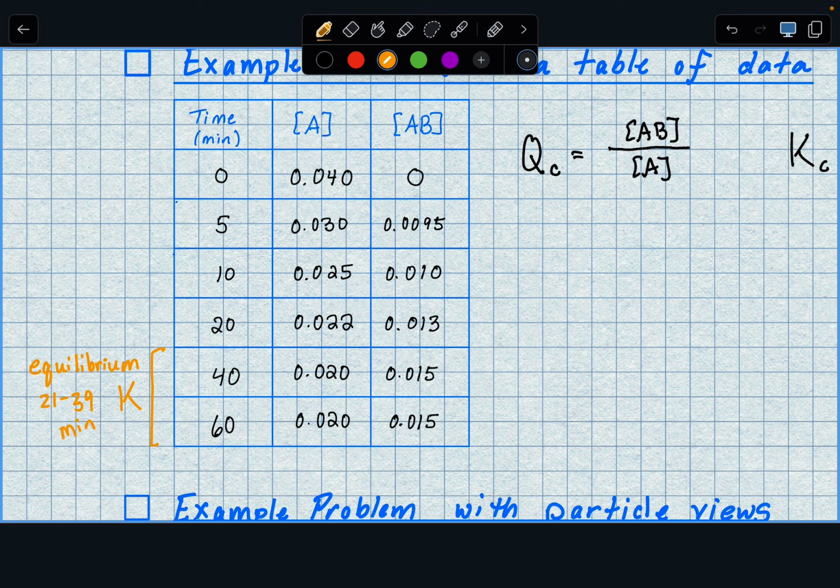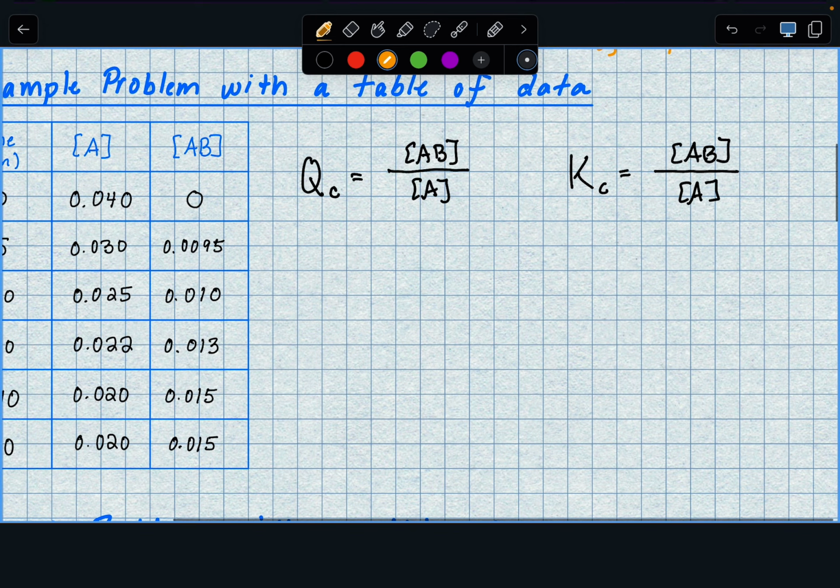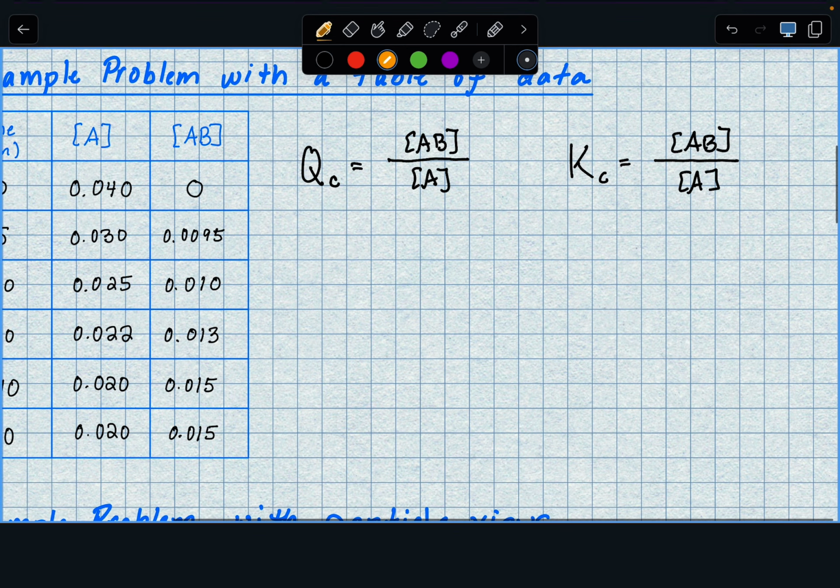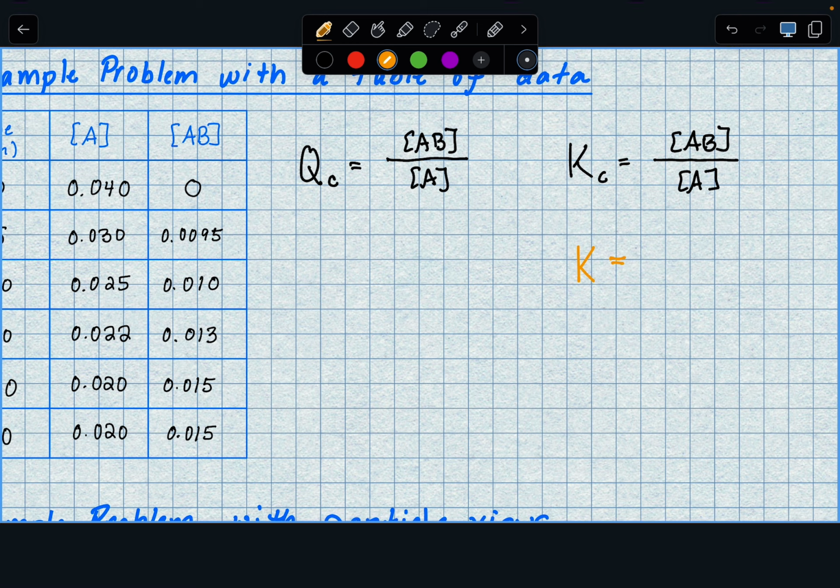Yep, so somewhere between 21 to 39 minutes, equilibrium was established. But we are now at equilibrium. So I'm just going to put those values over here kind of quickly. Actually, I'll keep it in orange. So we're going to put that at 0.015 and then 0.020. We are at equilibrium. And so the equilibrium constant ends up being 0.75 if you do all the math.